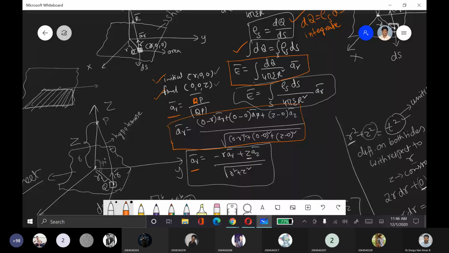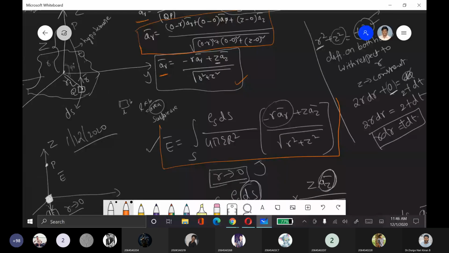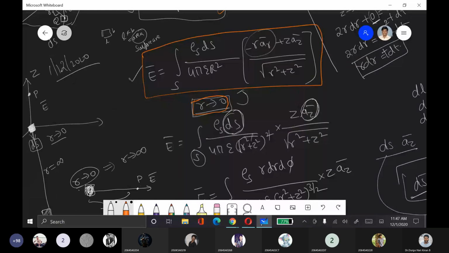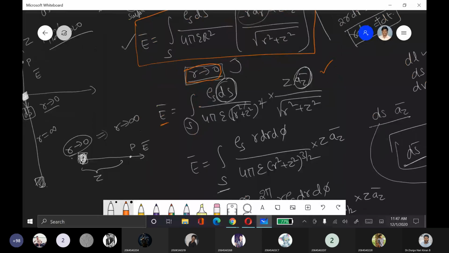So if we write the whole equation together, this is what we will get. E bar is equal to integral of rho s ds by 4 pi epsilon r square into minus R A R bar plus Z A Z bar by root of R square plus Z square. Now if we take R tends to 0, we will be left with only this part. E bar is equal to integral of rho s ds by 4 pi epsilon into root of R square plus Z square whole square into Z A Z by root of R square plus Z square. This is what we got till this point.